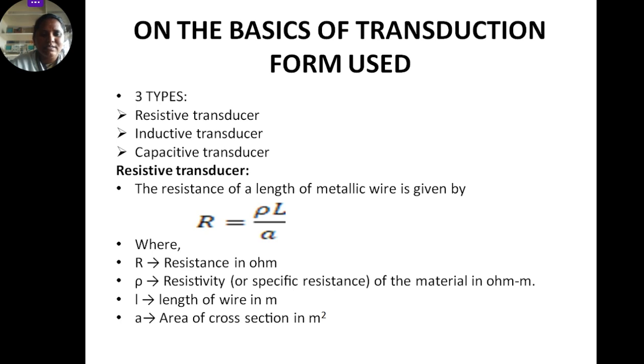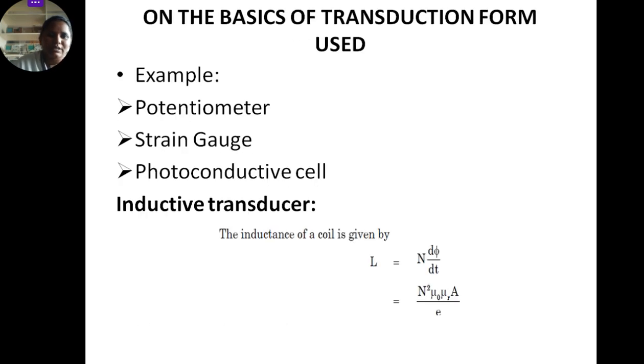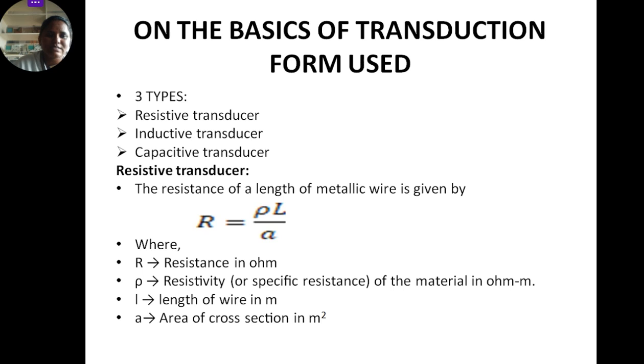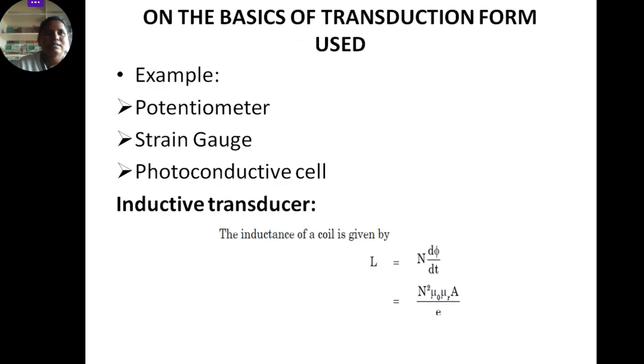R is the resistance in ohm. So we have discussed R is equal to rho L by A: A means area of the cross section in meter squared, rho means resistivity of the material, L means length of the wire in meter, and resistance in ohm. Next we discuss the inductive transducer. Examples of resistive transducers are the potentiometer, strain gauge, and photoconductive cell.